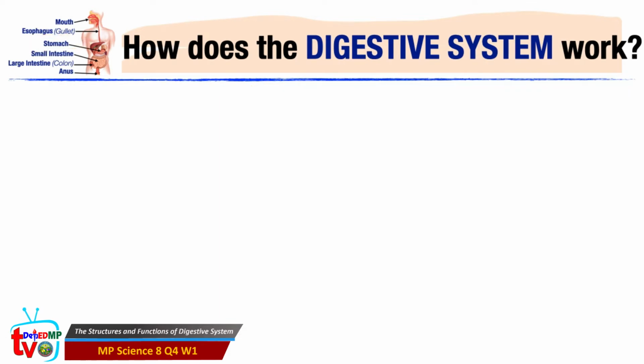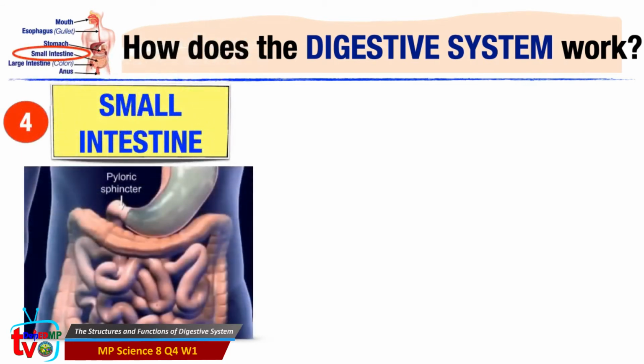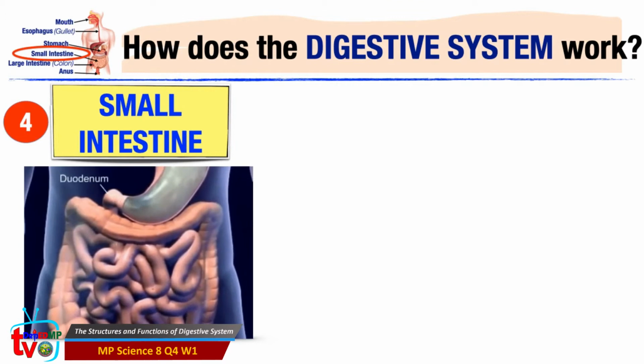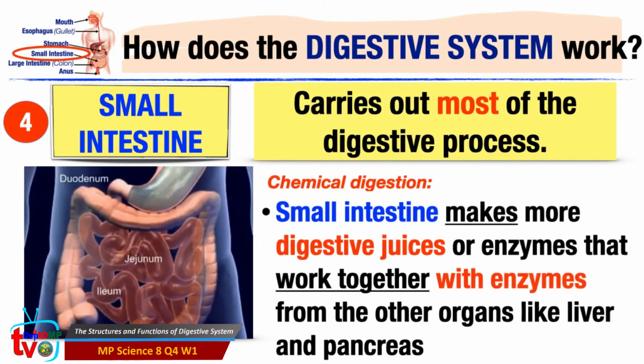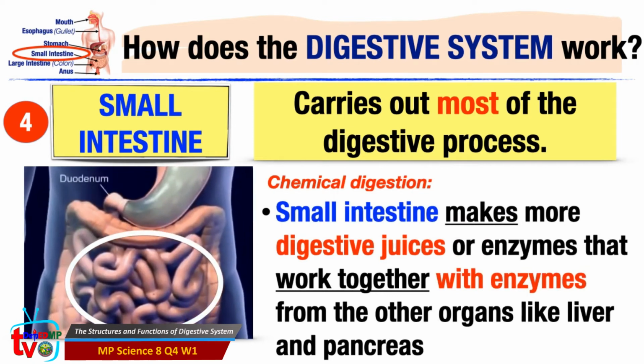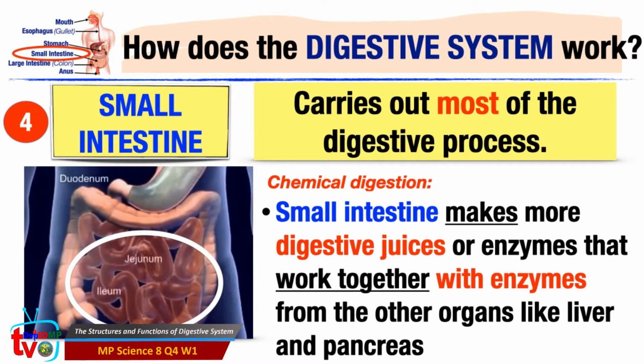From the stomach, the digested food is passed through the small intestine. Small intestine carries out most of the digestive process. Chemical digestion happens in the small intestine. The walls of the small intestine make digestive juices or enzymes that work together with enzymes from the liver and pancreas.